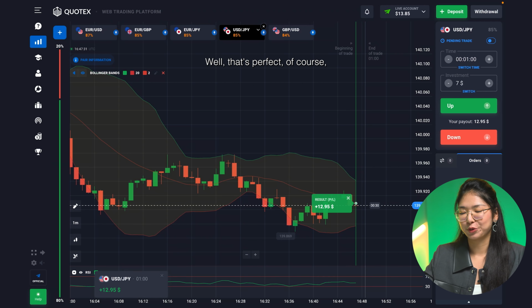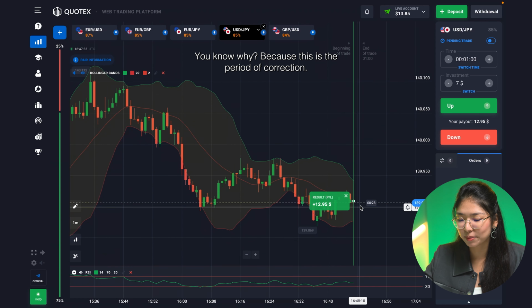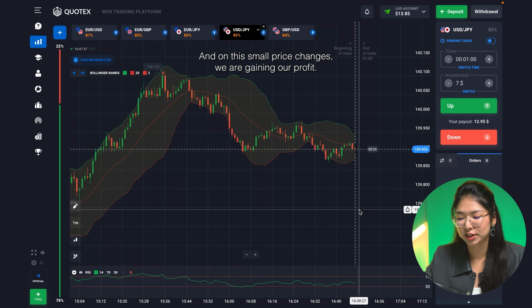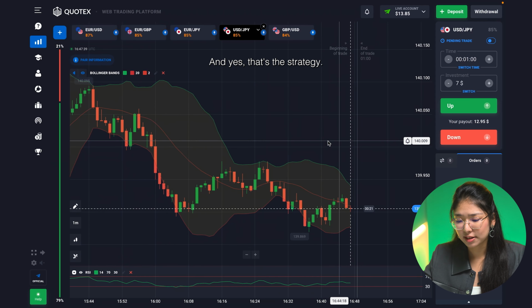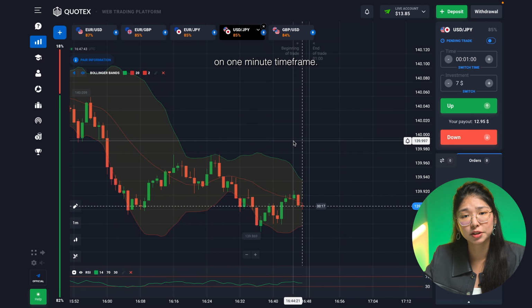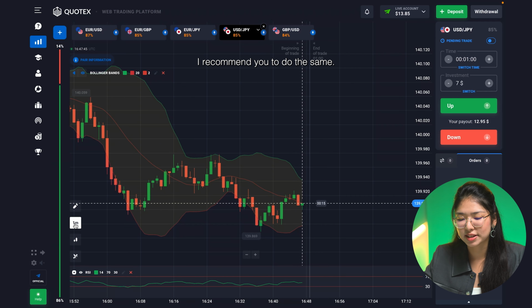That's perfect, of course. I'm in profit. Do you know why? Because this is a period of correction, and on the small price changes we are gaining our profit. Yes, that's a strategy. That's why it's perfect for scalping, as well as many traders who are trading on the 1 minute time frame, and I recommend doing the same.